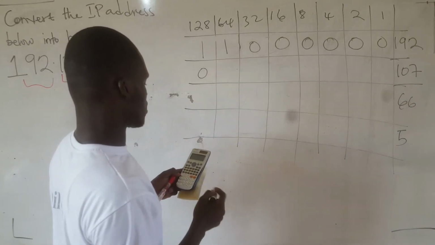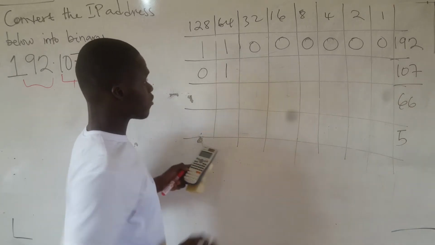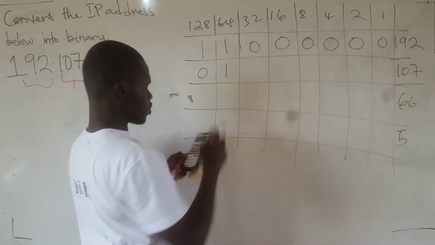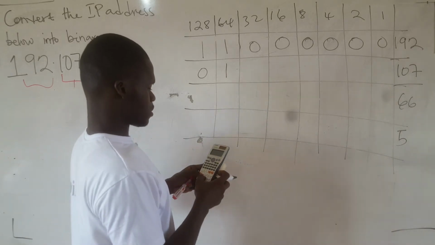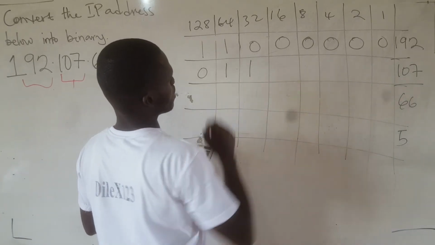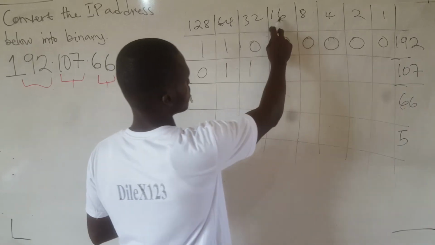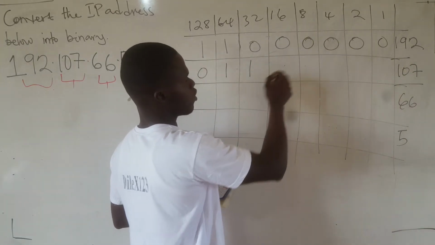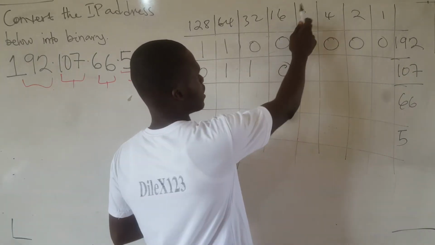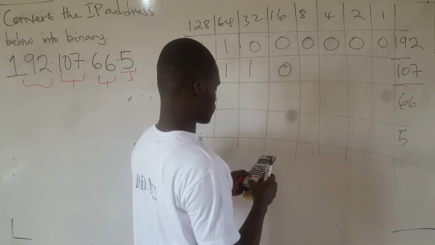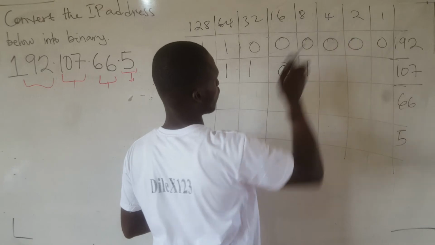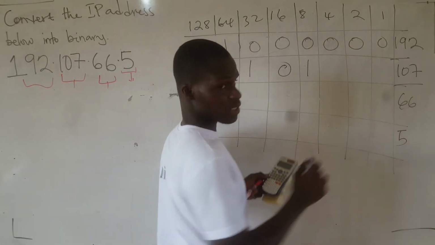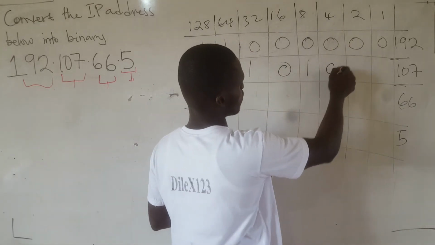64 goes into 107 once with a remainder of 43. 32 will go into 43 once. So once, remember 11. 16 can't divide 11 to give a whole answer, so we put 0 here. 8 divides 11 once with a remainder of 3. 4 can't divide that 3, so we put 0 here.